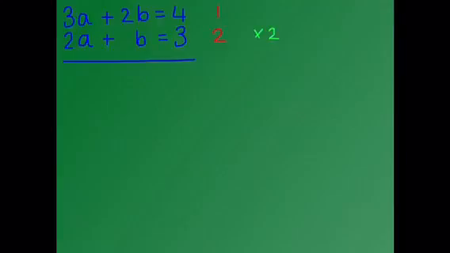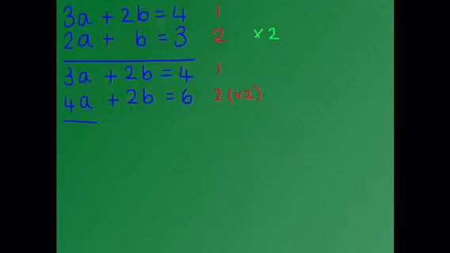So I'm going to rewrite equation number 1 exactly the same because we're not multiplying this equation by anything. So we've got 3a plus 2b equals 4. I'm going to rewrite equation number 2, but everything in this equation is going to be multiplied by 2. So we've got 2a times 2 gives us 4a. We've got b times 2, and this gives us 2b. And we've got 3 times 2, which gives us 6. Again, I'm going to label the equations. So I've got equation number 1 here, and I've got equation number 2 here, which has been multiplied by 2.